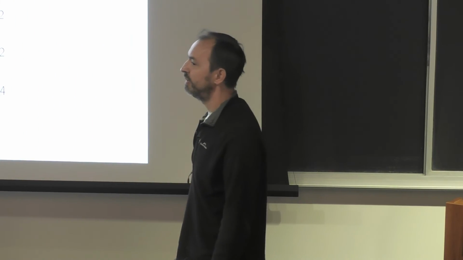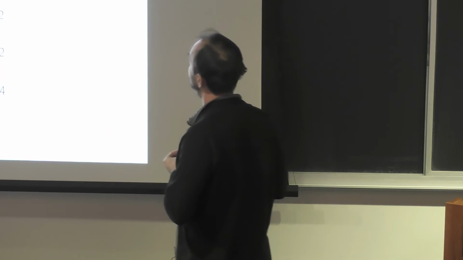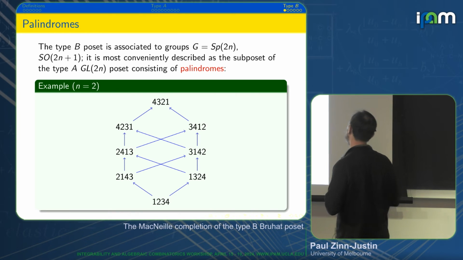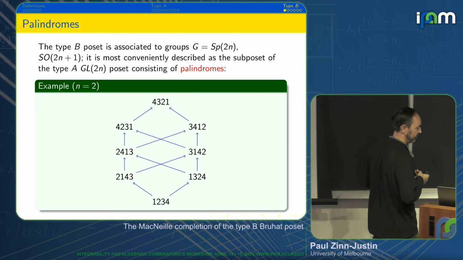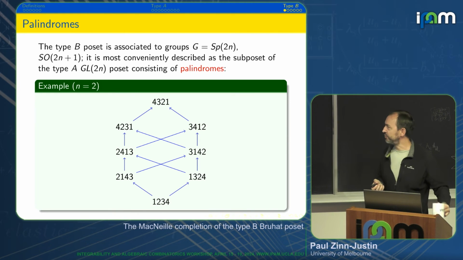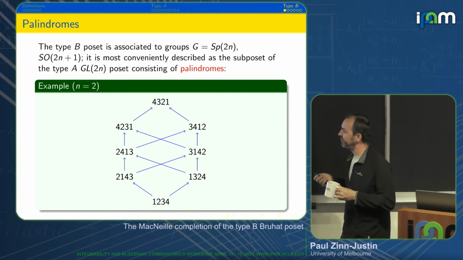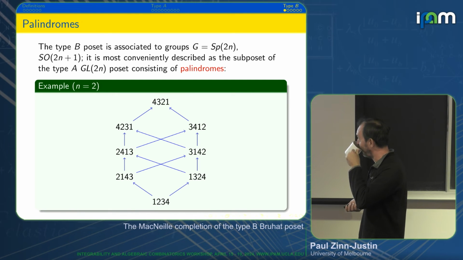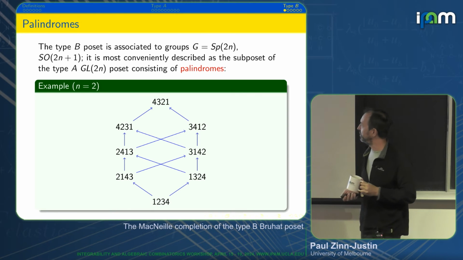In other words, remember that when I say type B, it's type B or type C. So the Weyl group of type B or type C is the same, and the corresponding posets are the same. So you can make a choice of which one. I call it type B because, well, it's the letter that comes before C, but it's either B or C. SO_2n would be type D, and that one I don't know what to do about.